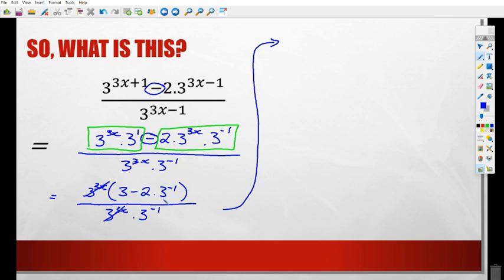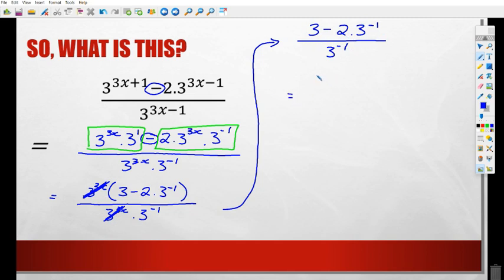This 3 to the negative 1, I can't take it down because I've got two terms. So at the top there, I've got 3 minus 2 times 3 to the negative 1, all over 3 to the negative 1. I've got two terms at the top now, because this 3 to the 3x cancelled. The brackets fall away, and I've got two terms at the top. So I can't just cancel here or take this down and take it up yet. I need to simplify this at the top first.